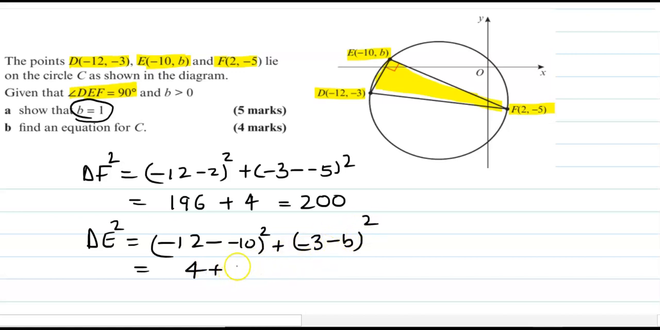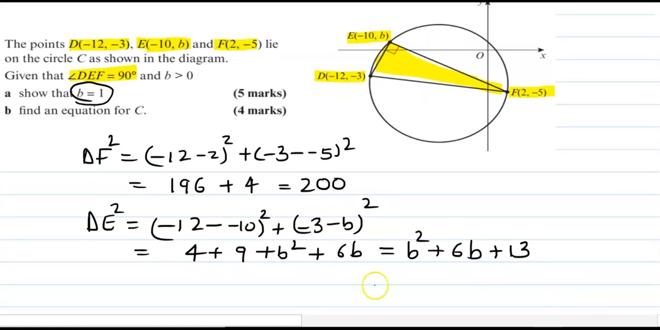If we expand it, we'll get 9 plus b square plus 6b. If we simplify it, we get b square plus 6b, and 4 plus 9 is 13. So DE square is b square plus 6b plus 13. Now we can find EF square.